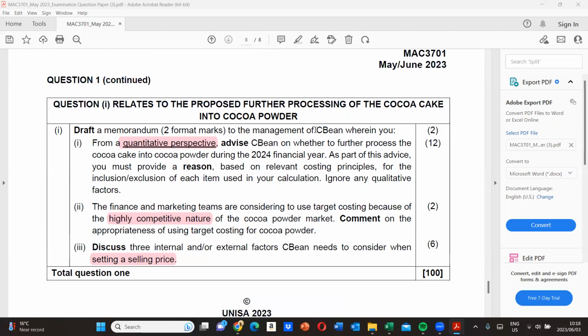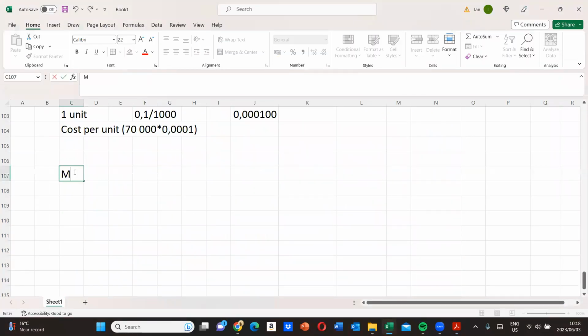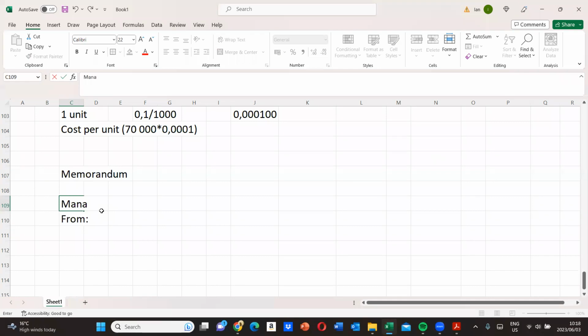The format for where they say draft a memorandum. Oh, you mean for the memorandum? All right, so it's a memo. You say to, and then from. In this case, let's see this question: they're saying draft a memorandum to the management of CBN. So you draft it to the management of CBN.